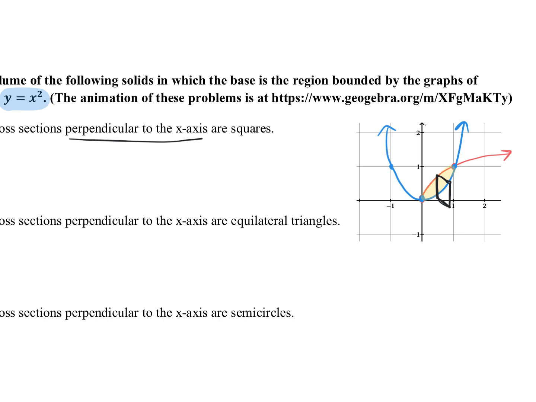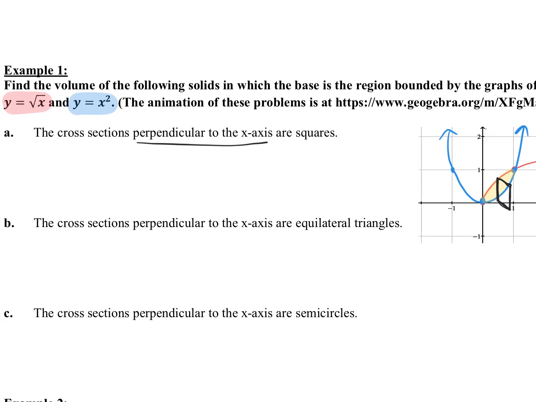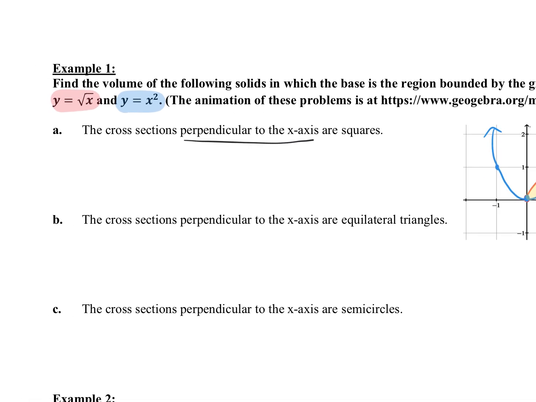So let's first find the side length, okay? My side length is going to be my top curve minus my bottom curve, okay? So my side length is the red one, so square root of x minus x squared. Okay, if we're talking about squares, to find area, we just times it by itself, right? So the area formula would be the square root of x minus x squared, and then square that.